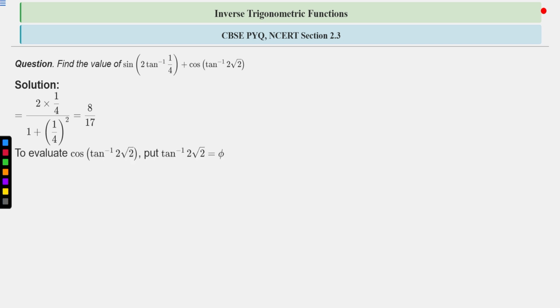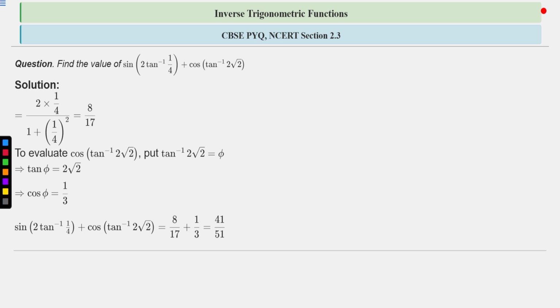Now to evaluate the second expression, cos(tan⁻¹(2√2)), again we can put tan⁻¹(2√2) as φ. So tan φ will be equal to 2√2. Clear? Therefore, we can write cos φ equal to 1/3. If tan φ is equal to 2√2, then cos φ is equal to 1/3.